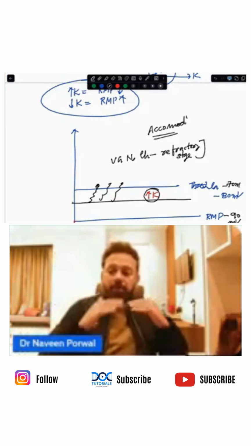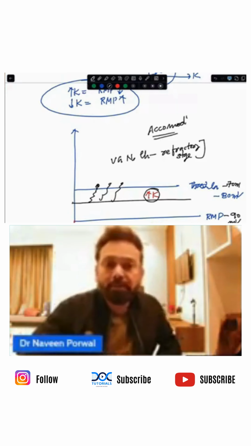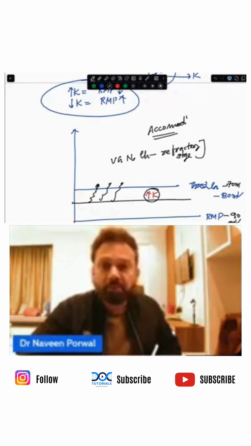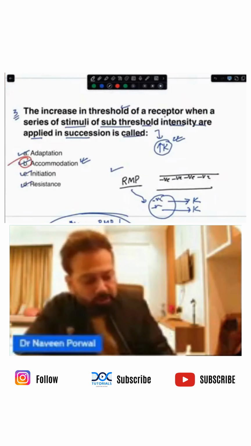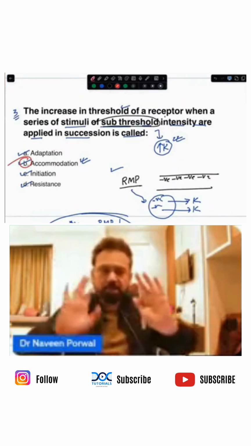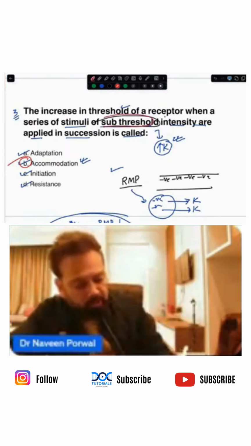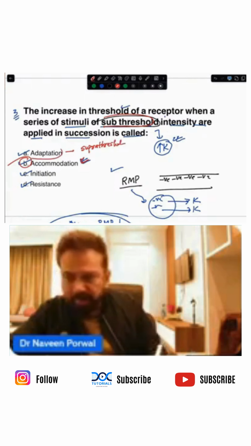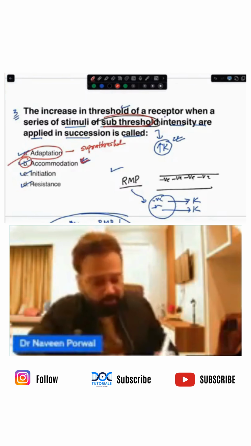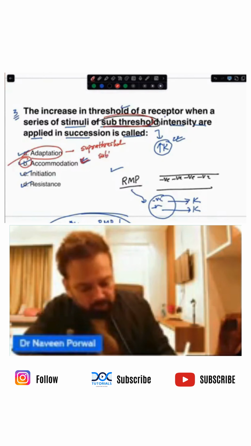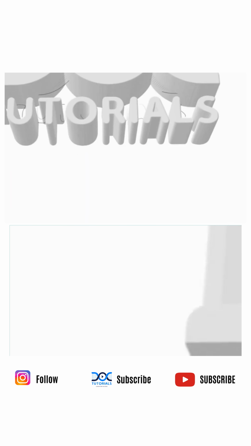Accommodation. Because they are very close now, they will damage the voltage gated sodium channel. Action potential will not come and the heart cannot pump. It is called accommodation. So whenever you get the word subthreshold in your exam, just remember one word. If there is a subthreshold, the answer will be accommodation. If there is a suprathreshold stimulus that will not allow action potential, then the answer will be adaptation. So adaptation is when there is suprathreshold and accommodation is when there is subthreshold stimulus. Okay, doctor.